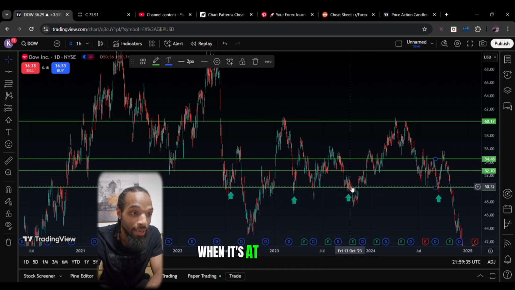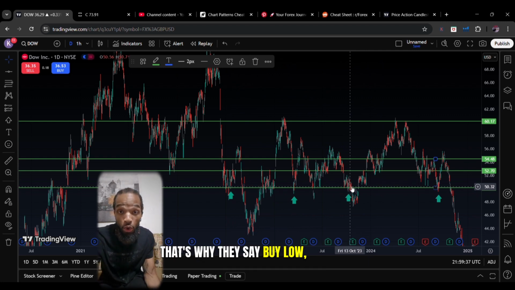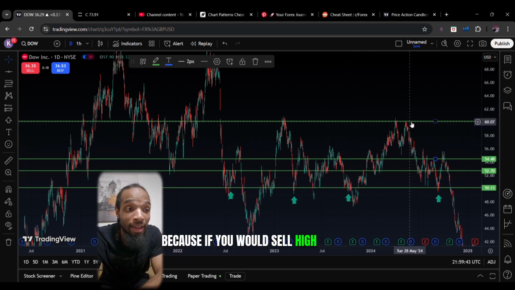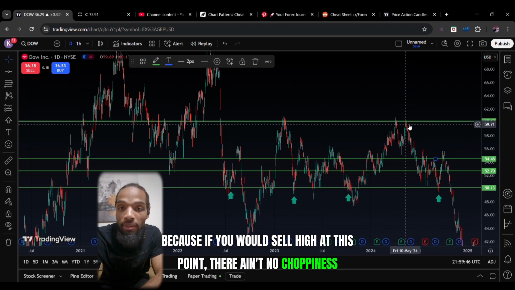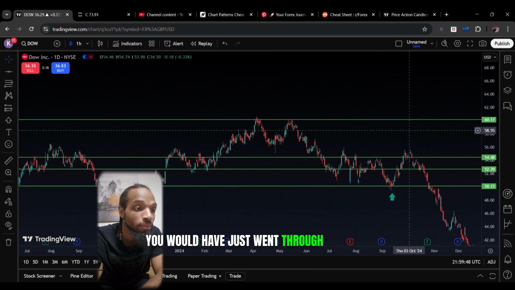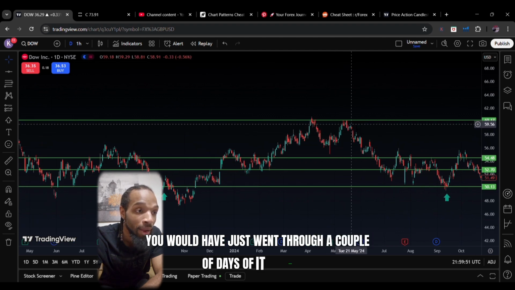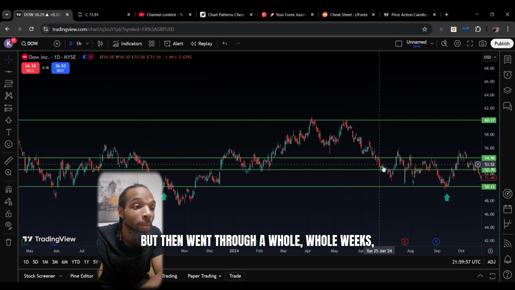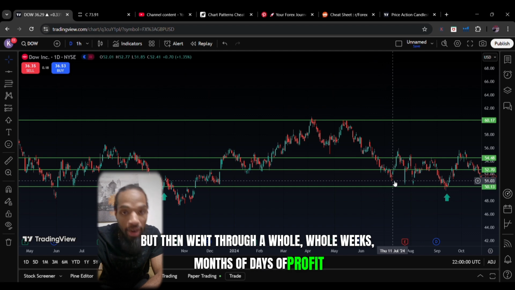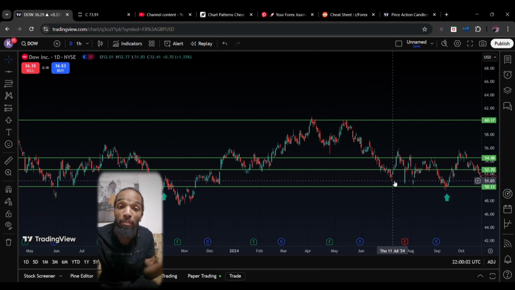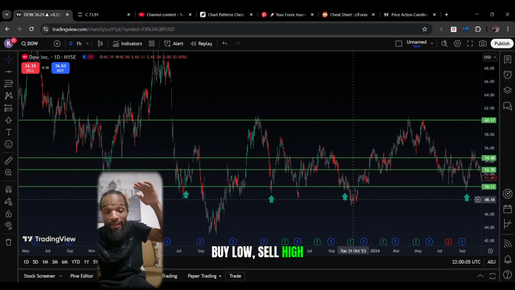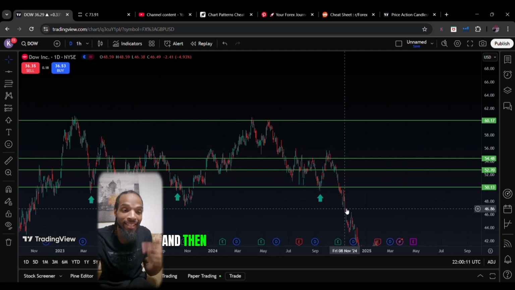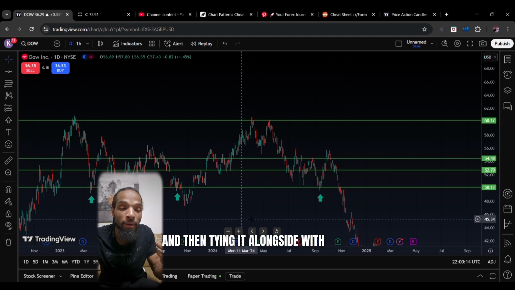When it's at the bottom, that's why they say buy low, sell high. Because if you would sell high at this point, there ain't no choppiness. You see what I'm saying? You would have just gone through a couple of days of it bouncing, but then went through whole weeks, months of days of profit. Buy low, sell high. That's why understanding these support and resistance levels is very important. And then tying it alongside with price action.